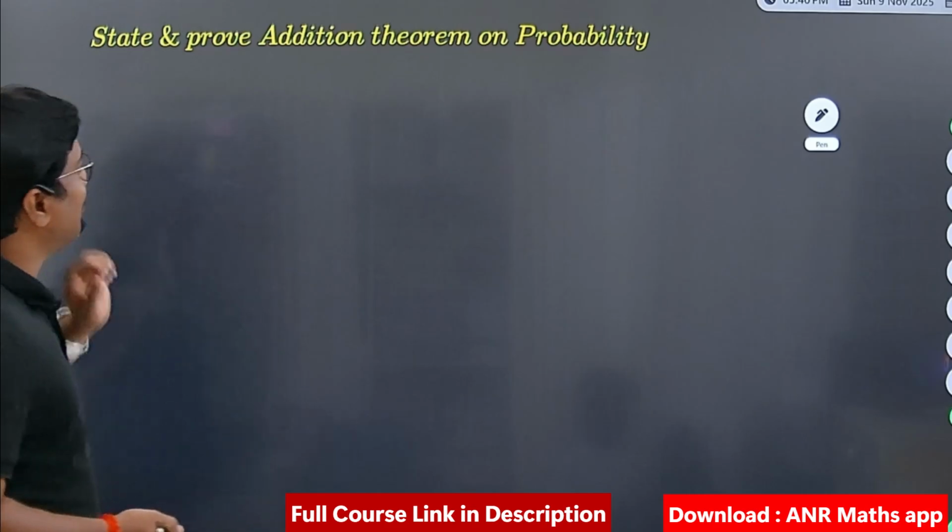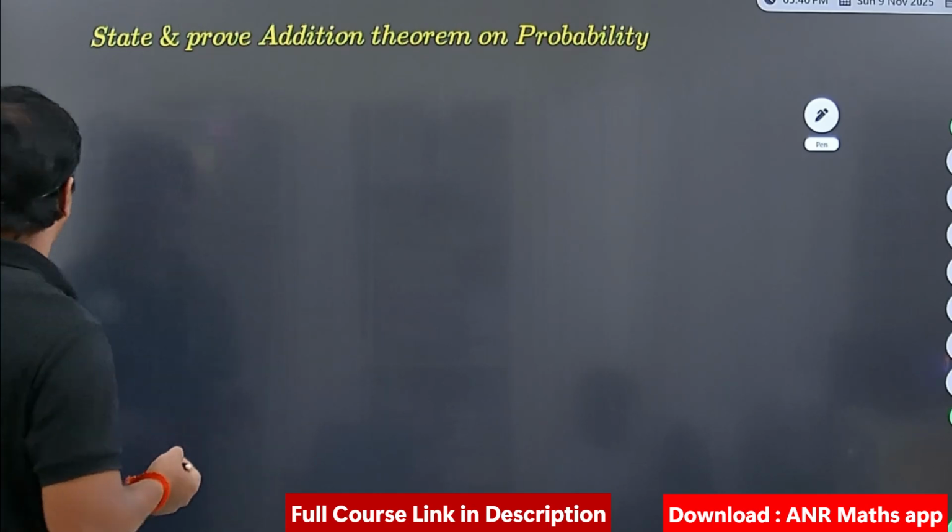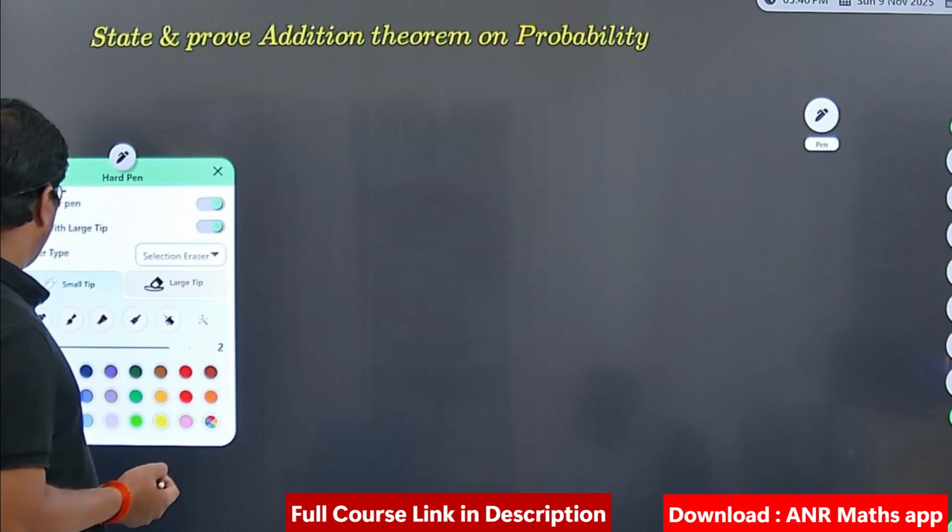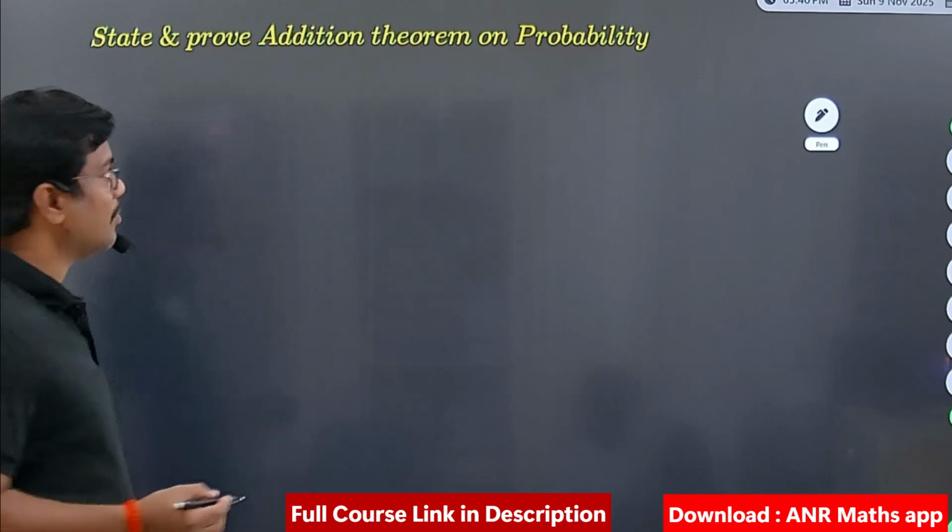The question: state and prove addition theorem on probability. First you have to write the statement and then you have to prove.